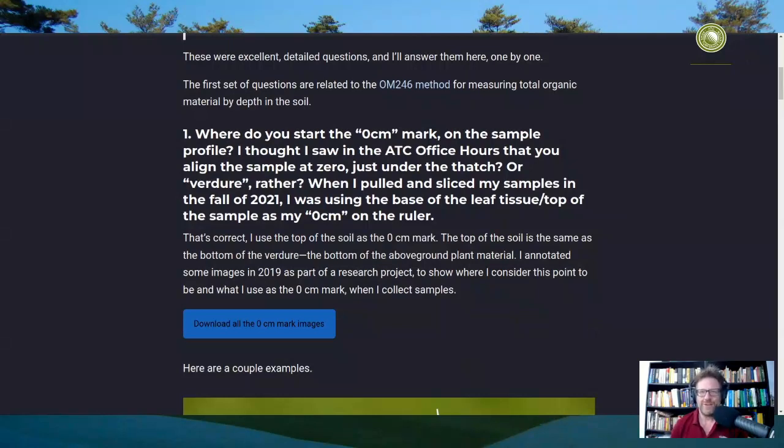Anyway, in 2019, I prepared a document in which I took a lot of pictures of soil profiles, and I marked what I would consider to be the 0 point. So I put a link to that. I uploaded this to the website. I put a link to this in the blog post, and I will put a direct link to this blog post in the show notes so that you can check it out yourself.